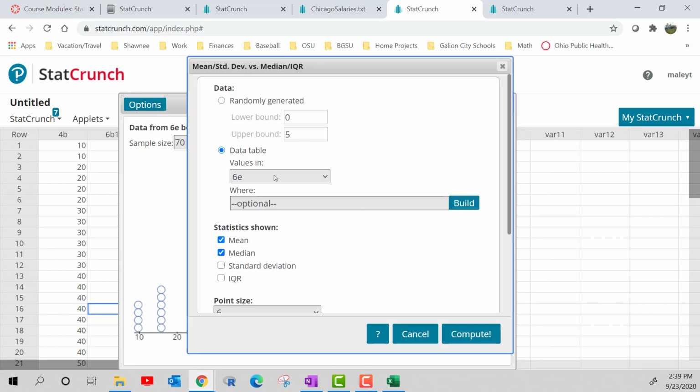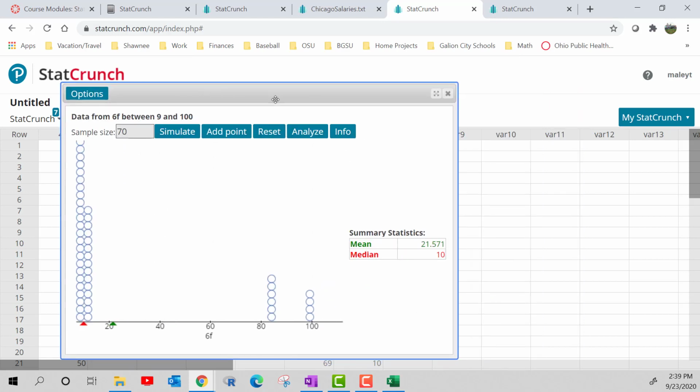If I just edit this and use 6F, I just wanted something that looks like the opposite. I wanted at least 50 observations and something that's skewed right. Something I didn't point out before: these little triangles are showing where the mean and median are. Green is the mean, and the red one is the median, and if you hover over it, it tells you those exact values. So you can see we have what we wanted here. We wanted a mean bigger than the median, so that's skewed right.